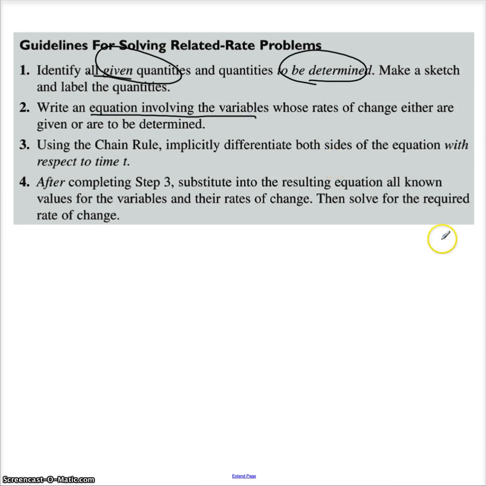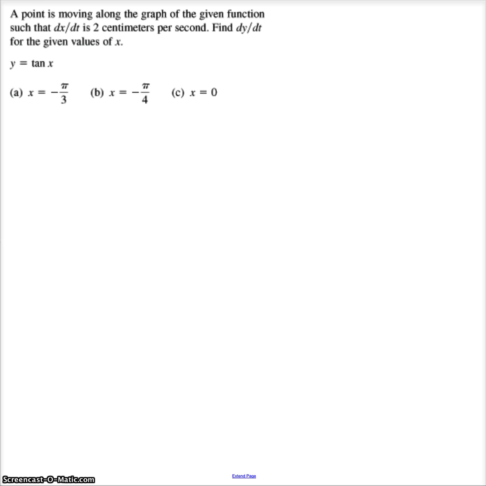I'm going to give you a list of equations that you need to memorize and know at the end of the video. Then you're going to need to use the chain rule and do implicit differentiation on both sides, but we're going to do the differentiation with respect to time. After you're done with step 3, you're just going to go back and solve for what you're looking for. The easiest way to do these is to just do them.